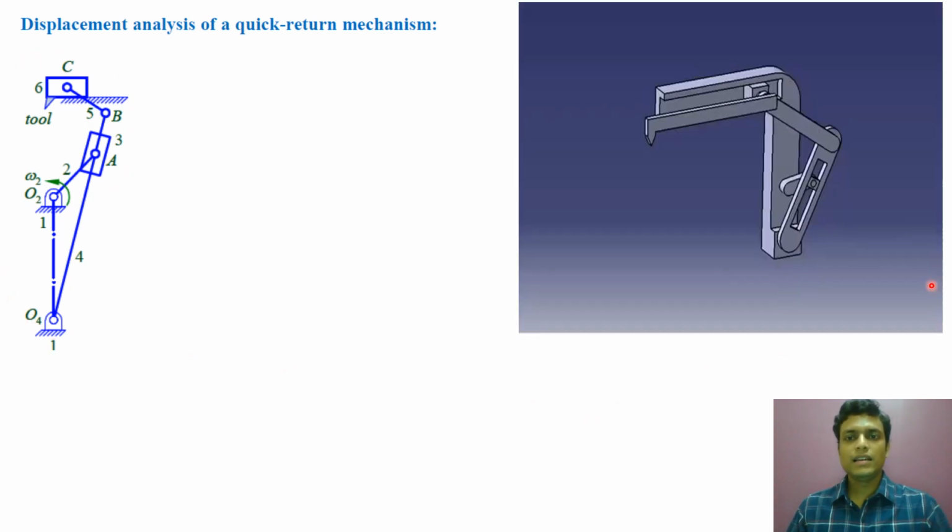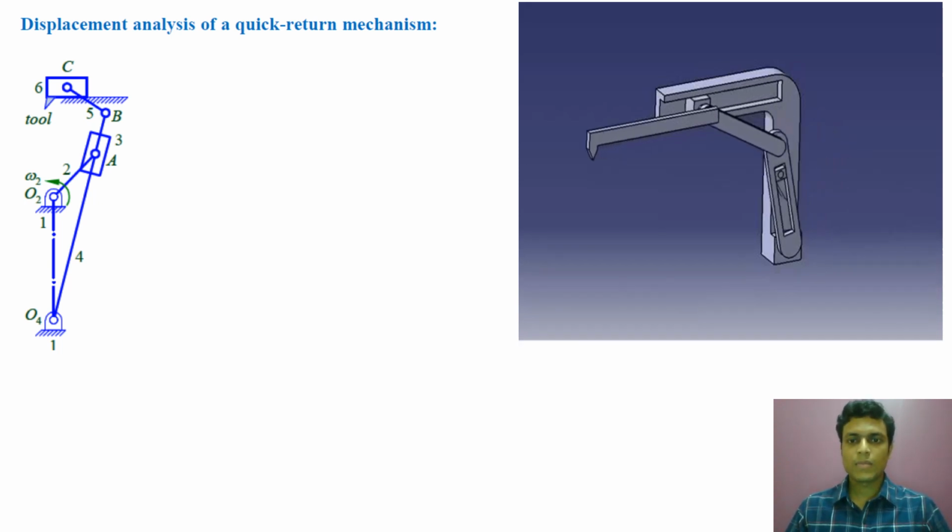Now let us see an animation of the same. Here this is the fixed link. Crank 2 is rotating with uniform speed in the counterclockwise direction. This is the slider which is sliding through the slot made on link number 4. So this is link number 4 on which the slot is made. This is link number 5, and the slider which is moving like this, that is link number 6. And on this slider, link number 6, the tool is attached.